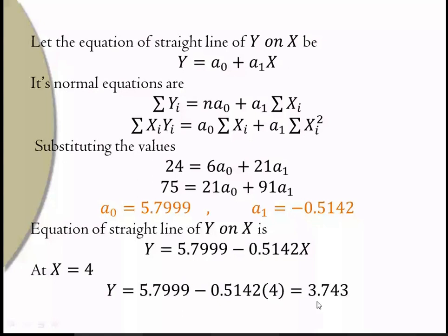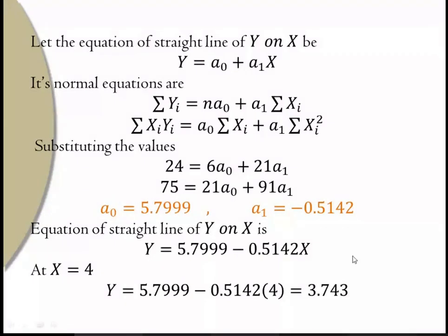So very easy, just a simple single formula we have to remember. Then summation, multiply by x, again summation. Put these summations from the table and solve these equations simultaneously. Okay, using a calculator also you can get these unknown terms.